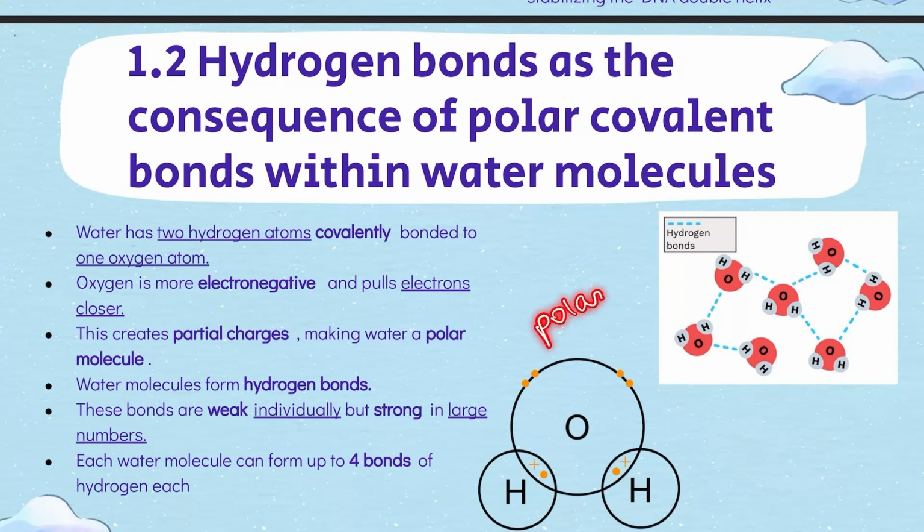On the other hand, the bonds between water molecules are hydrogen bonds, and they give water its unique properties. Hydrogen bonds are individually weak because of their intermolecular force of attraction, but since there are so many of them, they are strong overall. The maximum number of hydrogen bonds that can be formed per water molecule is 4.